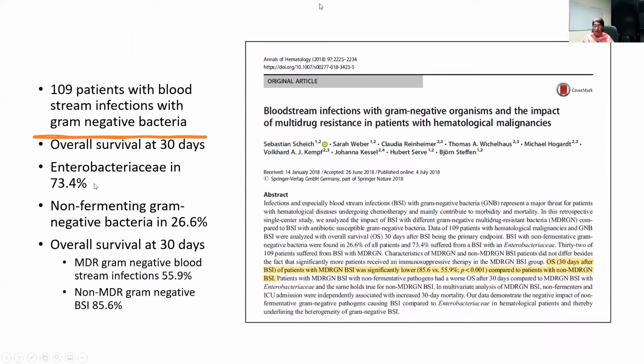Most of the patients had infections by Enterobacteriaceae, which include E. coli, Klebsiella, Enterobacter, Citrobacter, and 26% of patients had infections with non-fermenting gram-negative bacteria, which are Pseudomonas and Acinetobacter mainly. So the overall survival rate at 30 days for patients who had infections by non-MDR organisms was 85%, but it was significantly lower for the patients who developed bloodstream infections caused by MDR organisms.